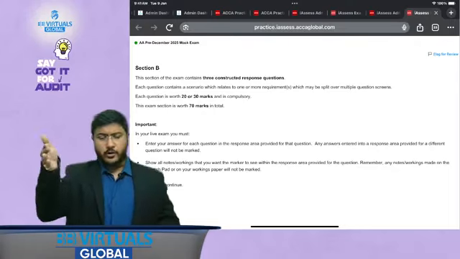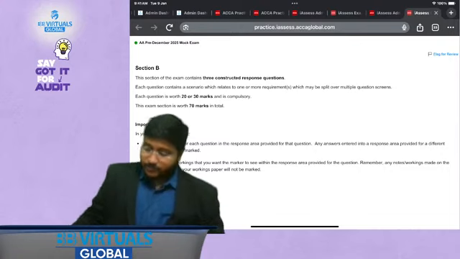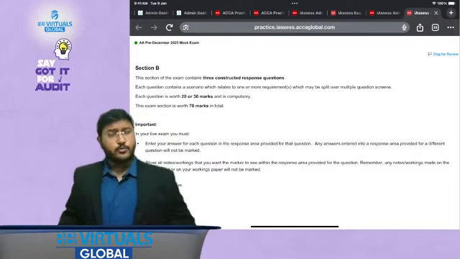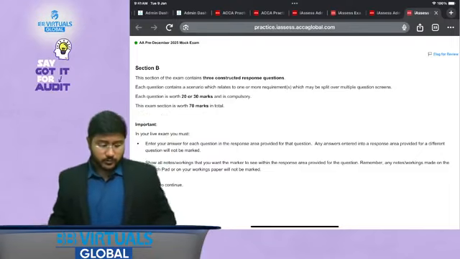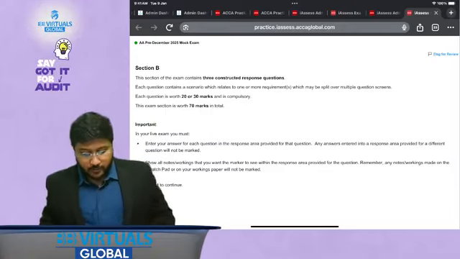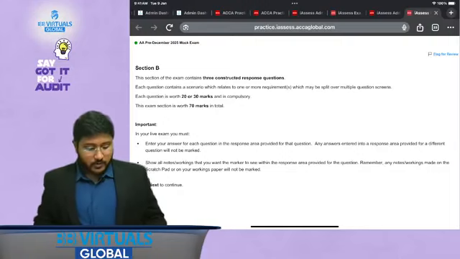30 marks we have already solved, now 70 marks are left. Important, in your live exam, you must enter your answer for each question in the response area provided for that question. Any answer entered into a response area provided for a different question will not be marked. That is, you have to answer in the respective areas only. Show all notes or workings that you want the marker to see within the response area provided for the question. Remember, any notes or workings made on the scratch pad or on your working papers will not be marked.